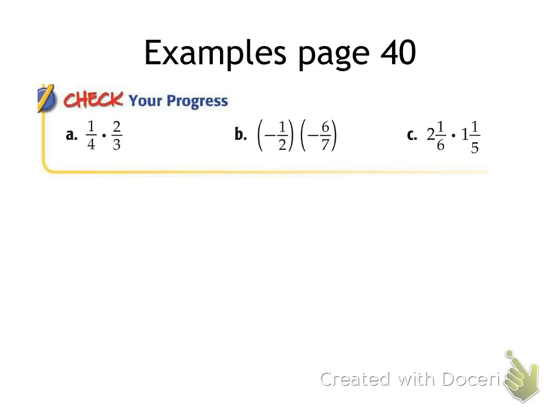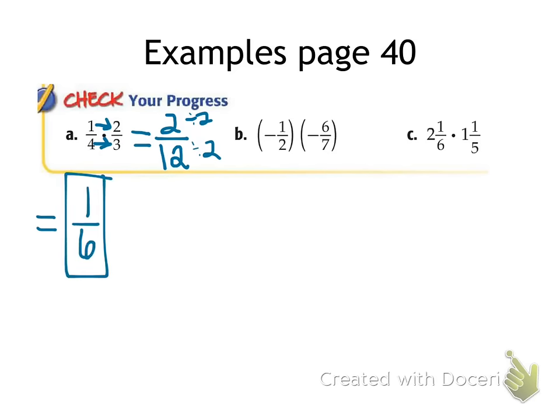So for A, we've got 1/4 times 2/3. Now we don't have any mixed numbers, so we can go ahead and start multiplying. So I'm going to multiply straight across. So 1 times 2 is 2. Multiplying straight across on our denominator, 4 times 3 is 12. Now I can simplify this. I can divide both by 2. So dividing by 2, I get that equals 1/6. So for part A, our answer would be 1/6.